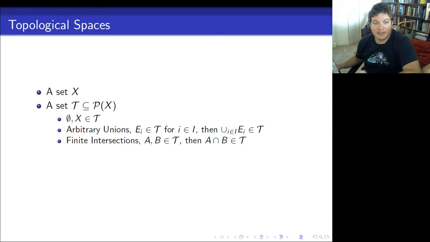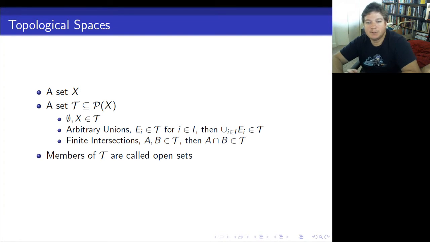So basically what you have is something that models what you think of when you think of open sets, if you're familiar with those. Arbitrary unions of open sets make open sets, and finite intersections of open sets make open sets. So we call the members of T open sets.